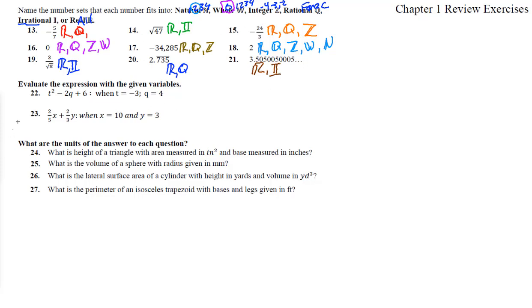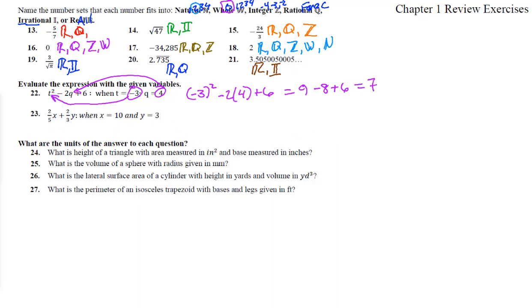Excellent. On the next section, evaluate the expression. That means we're going to stick these in. So the -3 goes in for the t, and 4 goes in for the q. So we get -3 squared minus 2q, which is 4, plus 6. That is +9 minus 8 plus 6. That's going to be 7.